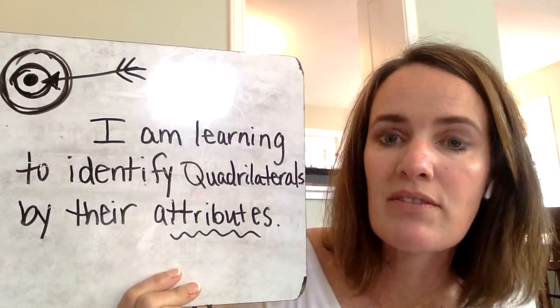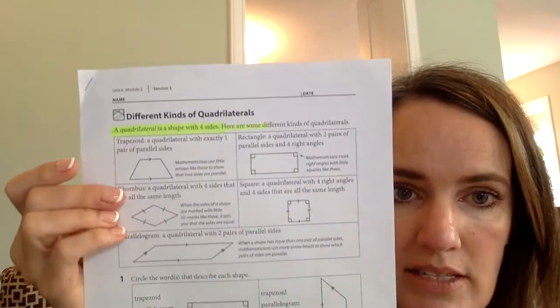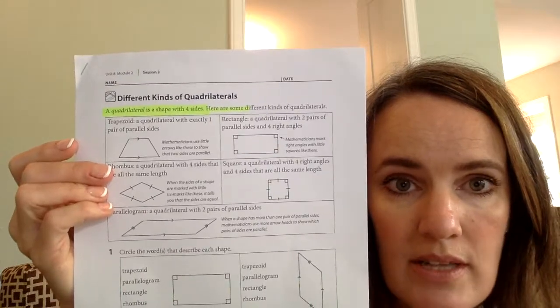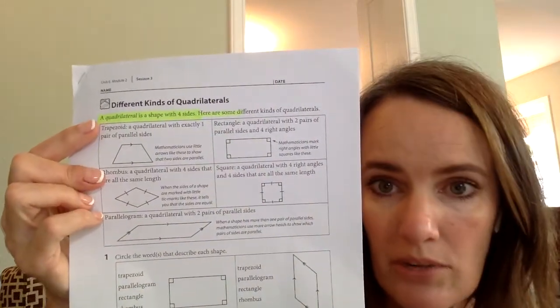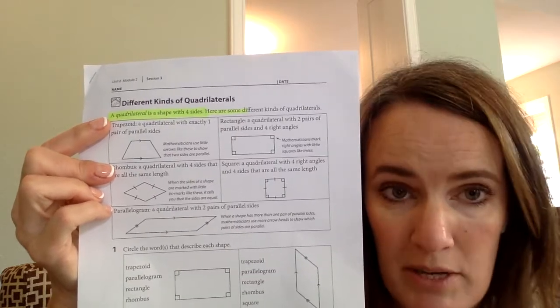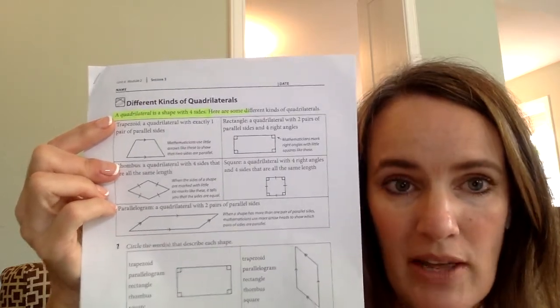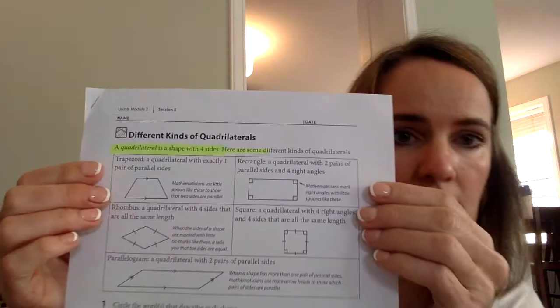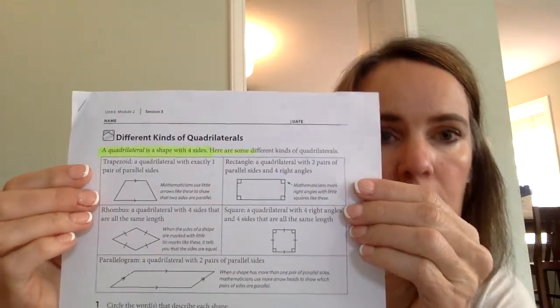So we are learning to identify quadrilaterals. Right now, I want you to go grab this worksheet, different kinds of quadrilaterals, and I want you to grab a marker, okay? Go. Push pause on the video, and come back with a marker and this worksheet. Okay, so you have this worksheet, different kinds of quadrilaterals, and you have a marker.